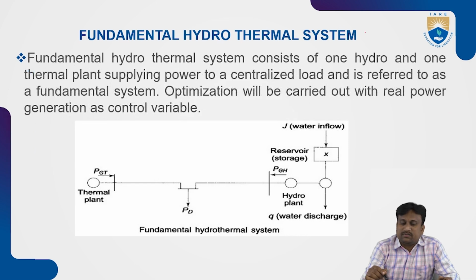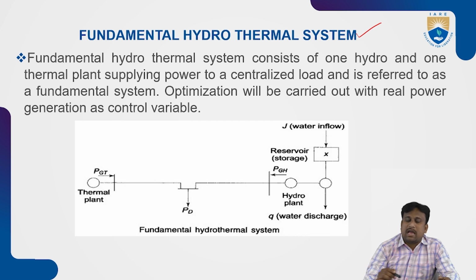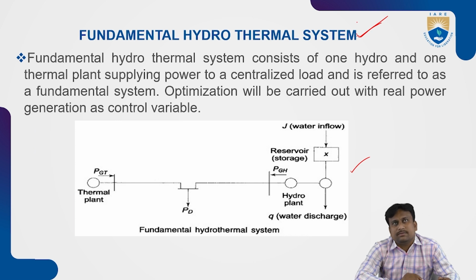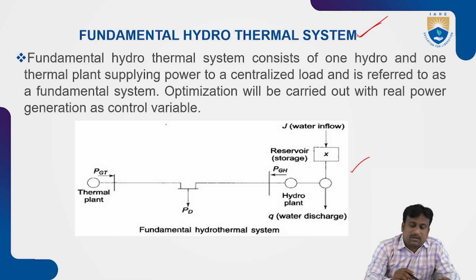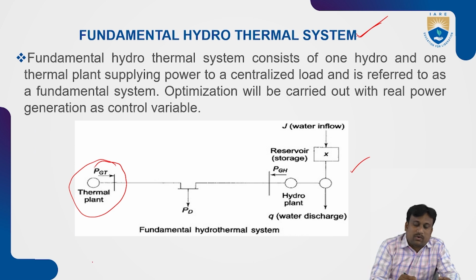Next, what is a fundamental hydrothermal power system? This diagram will better explain how the fundamental hydrothermal system exists. The first block is the thermal plant. It is defined with a variable called P suffix GT, and it is given to a block called P suffix D. This is the common sharing point.